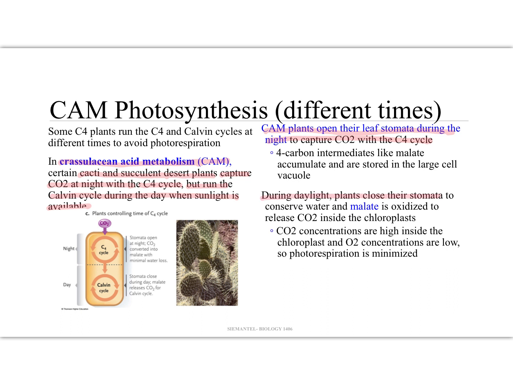And then during the day, they close their stomata, which allows them to not dry out, and they use the intermediate malate to store carbon dioxide. So we're going to oxidize the malate, releasing the carbon dioxide inside of our chloroplasts, and that makes sure that carbon dioxide levels are high and oxygen levels are relatively low, so photorespiration again is minimized. So these guys don't have any new cells. There's no additional cells like with C4 plants. It's just a matter of, is it happening during the day or is it happening at night?